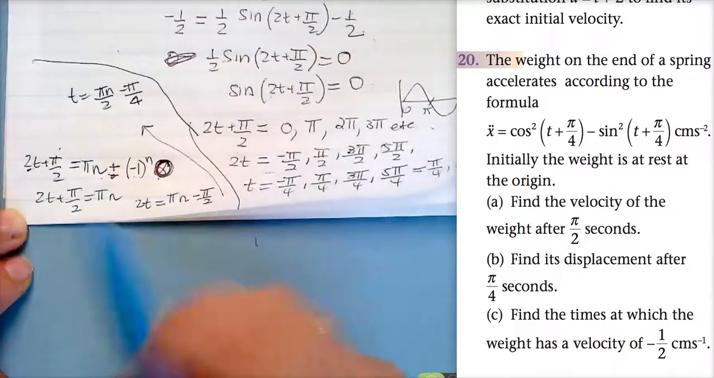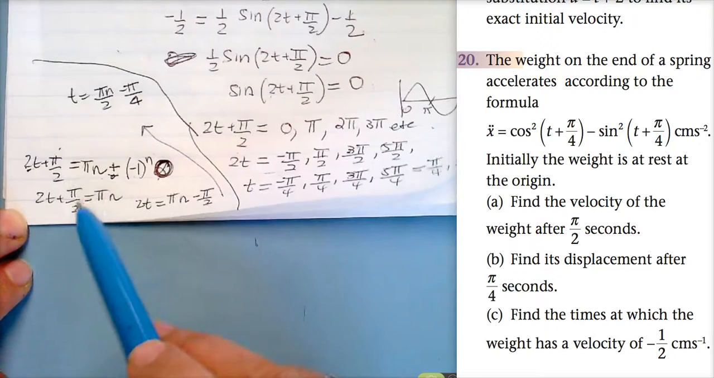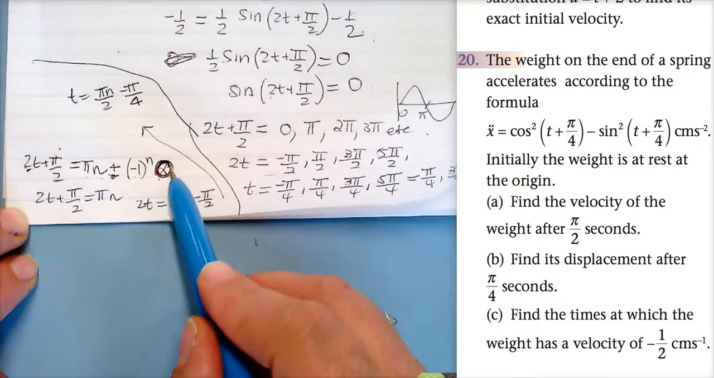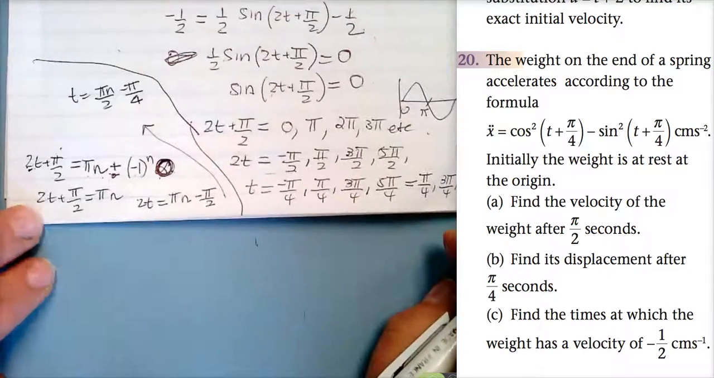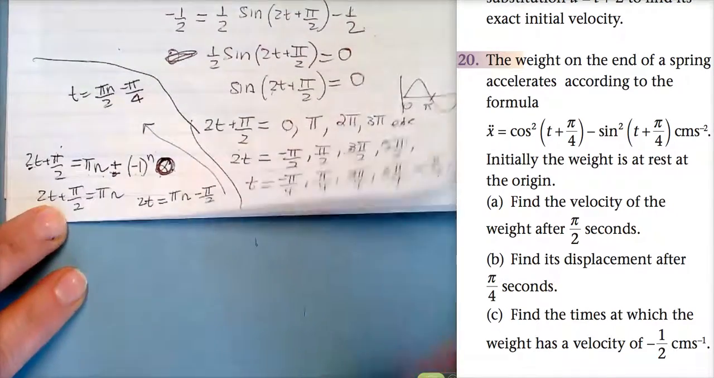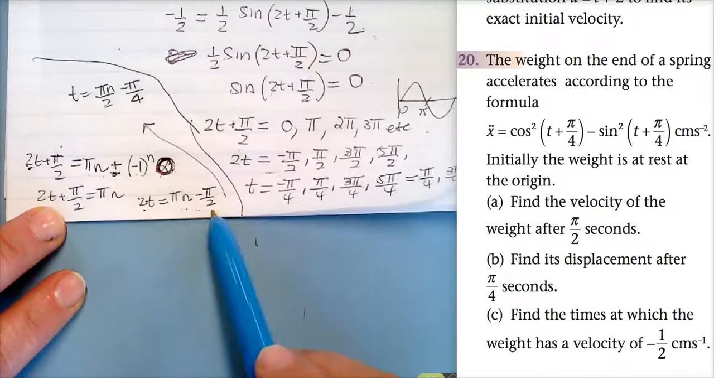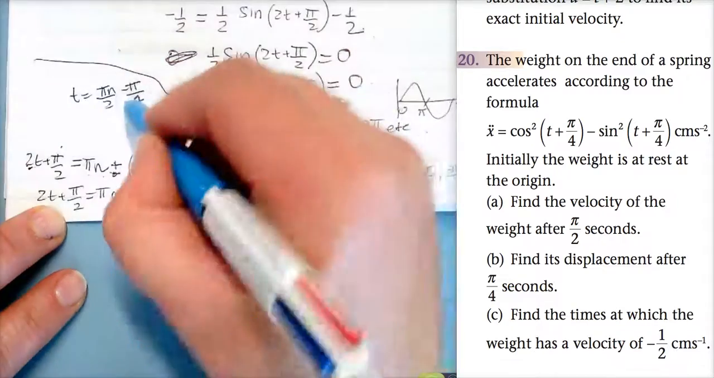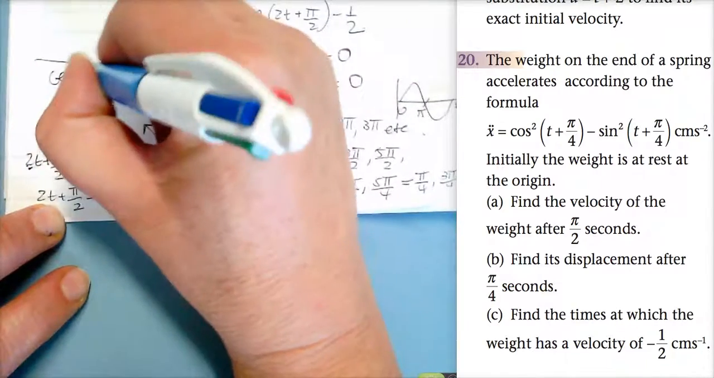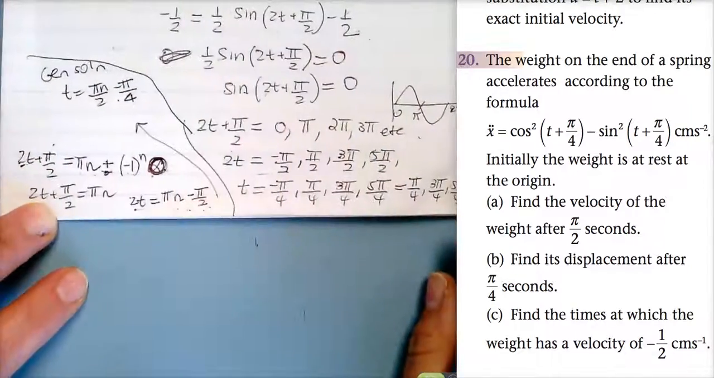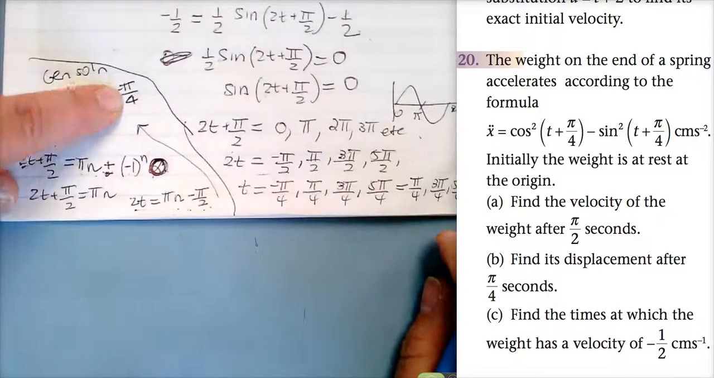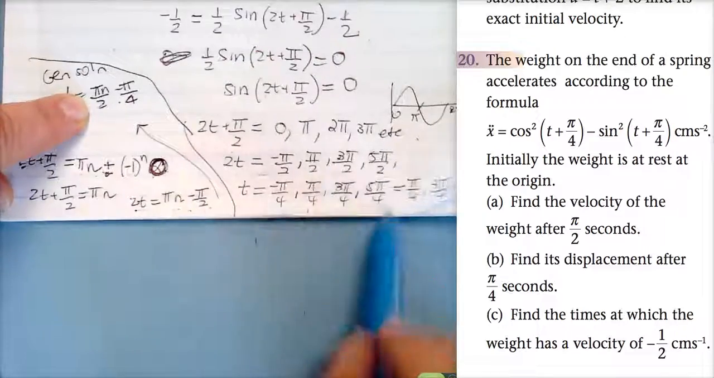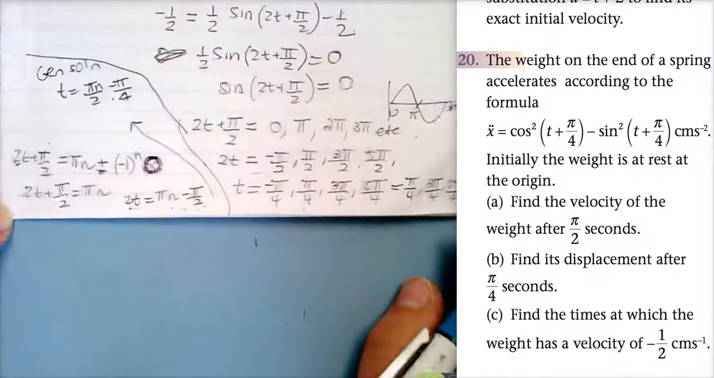Because that's what 2t plus pi on 2 is: pi n plus negative 1 to the power of n times 0. So 2t plus pi on 2 is pi n. 2t is pi n minus pi on 2. And then you're dividing both of these by 2. That's your general solution. And if you substitute n is 0, you get negative pi on 4. If you substitute n is 1, you get what we were getting here. Same. All right? That's it. Done.